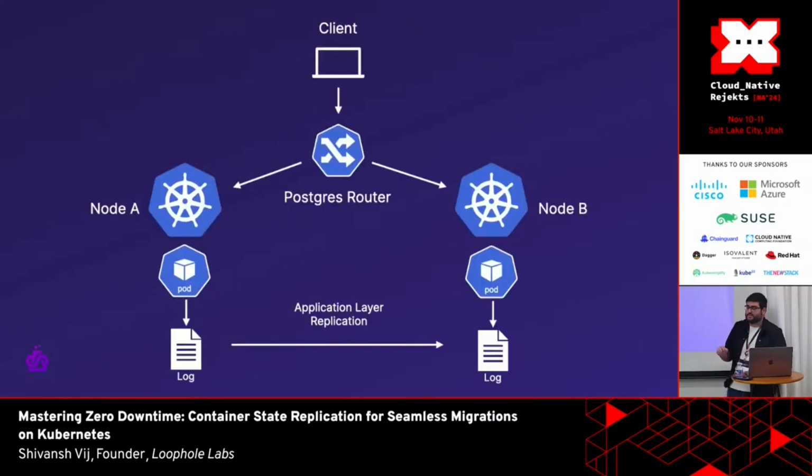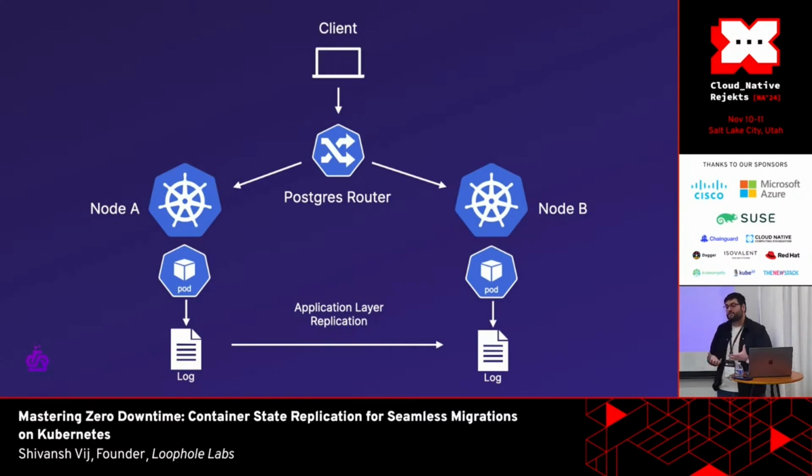So let's actually take a look at this for a second. Imagine that you have a client connected to this magical Postgres router. I'm hand-waving it away, so imagine it's just as magical as an HTTP load balancer, right? It's able to handle all that state. And you have a Postgres instance running on node A, and every time your client commits a transaction or does anything, your Postgres database writes that data to the write-ahead log, okay?